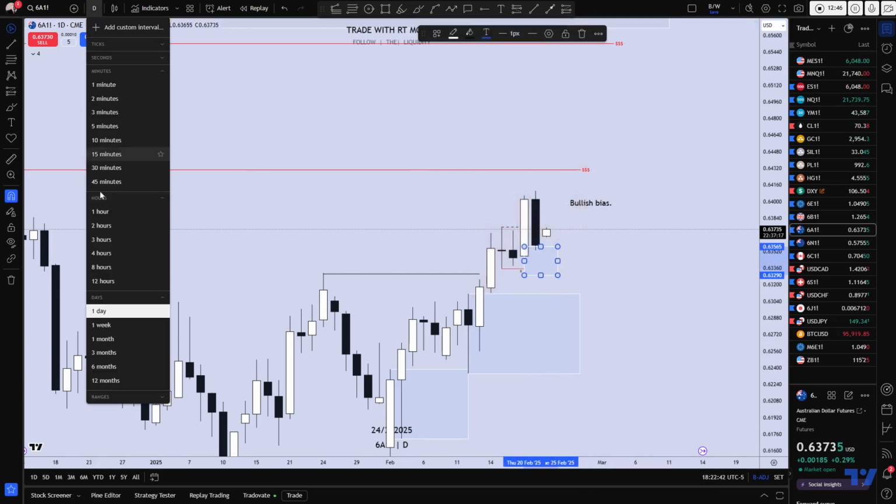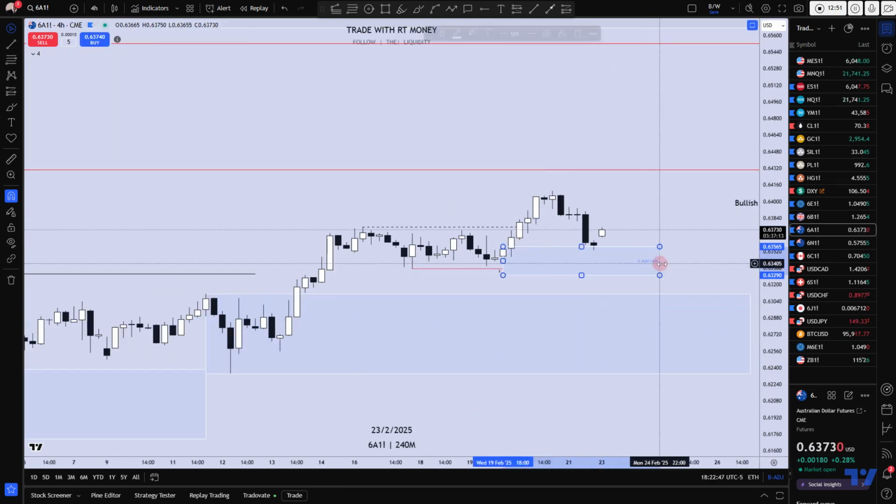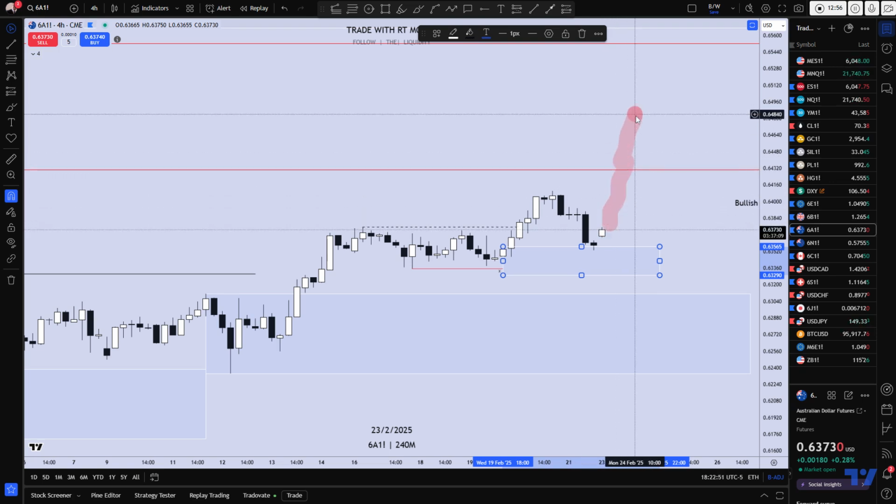You can see it clearly on the 4-hour chart. This is the same area. All right. I'm looking for price. You see how it gapped up for the opening candle? I'm looking for it to continue higher.